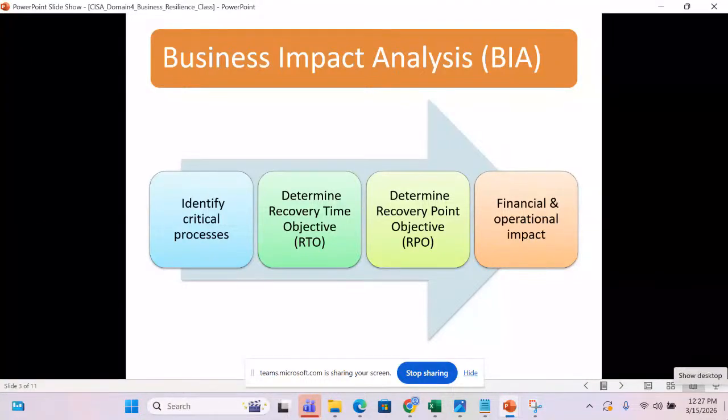Within information security, there's something called the CIA triad. It's also in domain 5. The C is confidentiality, the I is integrity, and the A is availability. So the A part of it is availability.